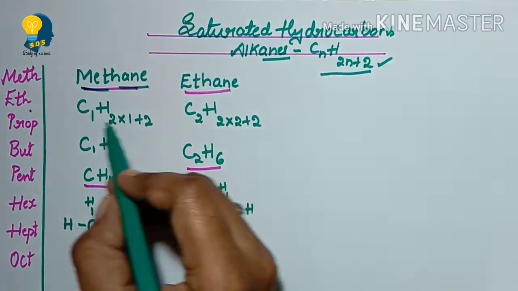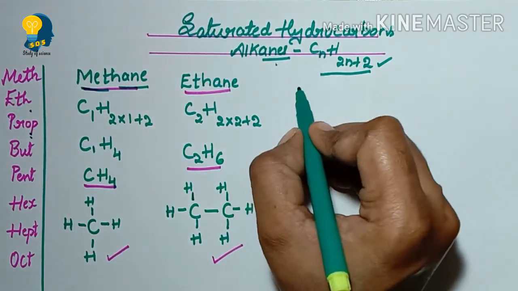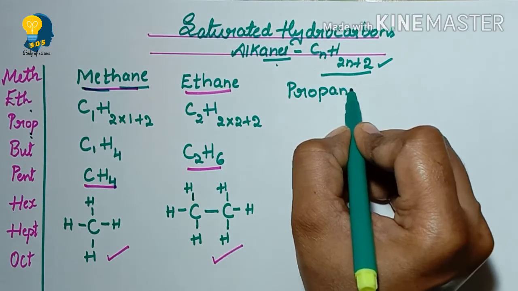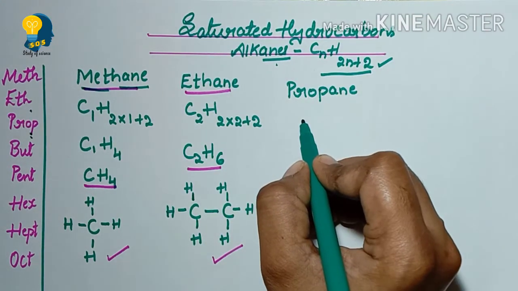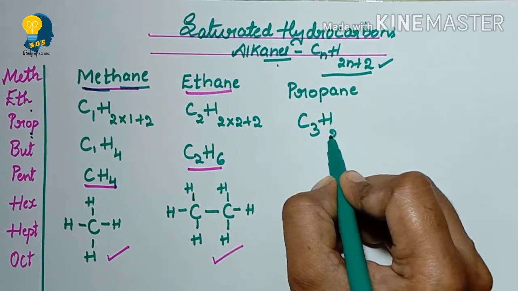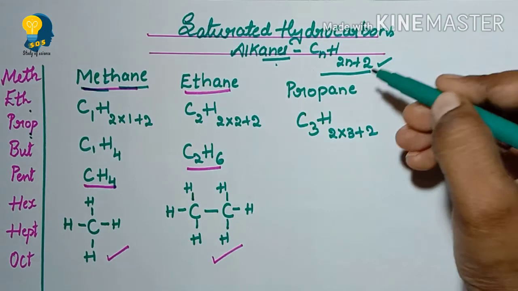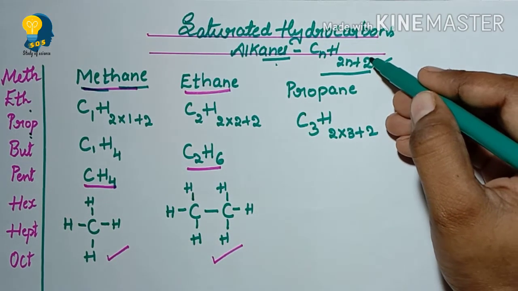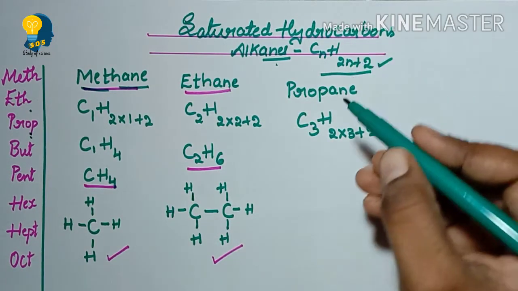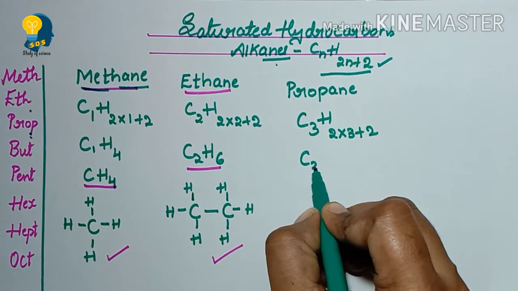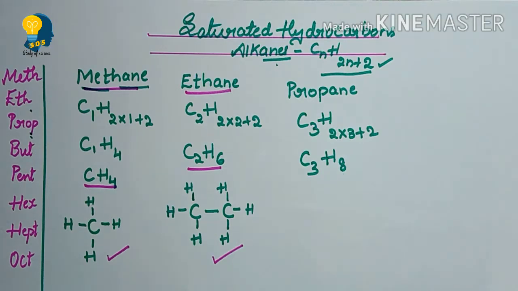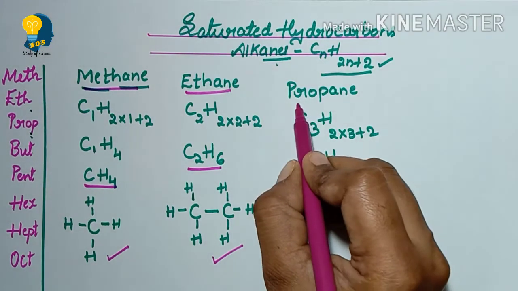Now the third member is prop. Prop combines with ane, it becomes propane. As it is third member, let us substitute n is equals to 3. That means C3H2 into 3 plus 2. Very simple. We are substituting everything for the same general formula. By keeping this formula, wherever there is n, I have written 3. So C3H2 3s are 6 plus 2 is 8. C3H8. This is the molecular formula for propane.